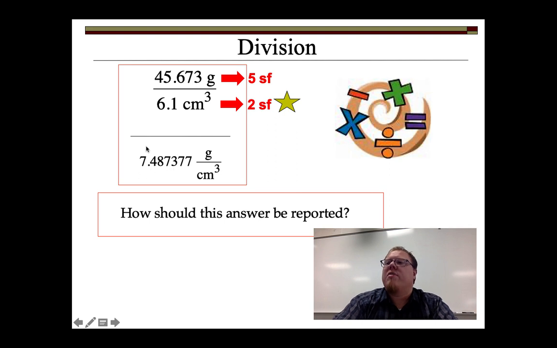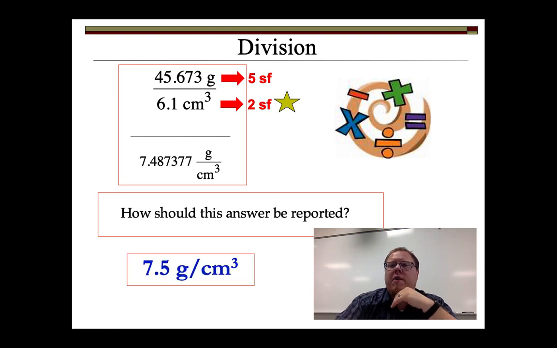So how do I round this so it only has 2? Well, I want to have the 7, there's 1, and then I want to have the 4, there's a second. However, there's an 8 next to the 4. Remember, we're rounding, not just cutting off. That's the digit I want to keep, the 7 and the 4, two significant figures. But then I look at the next digit, that's an 8, which would round the 4 up to a 5. So I would report this as 7.5 grams per centimeter cubed. Okay? Two significant figures in my answer.